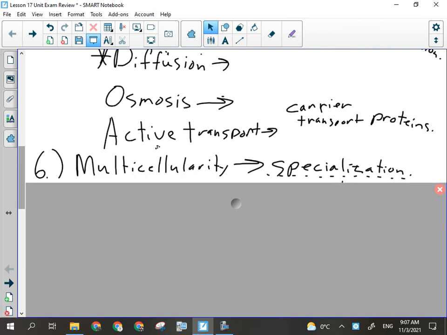Okay, and then we talked about multicellularity. The key defining point of multicellularity is specialization or division of labor. In a true multicellular organism, some groups of cells do a certain job, other groups of cells do other jobs. They do them very well. That's specialization.